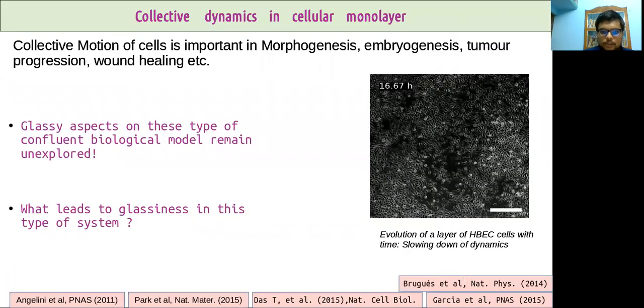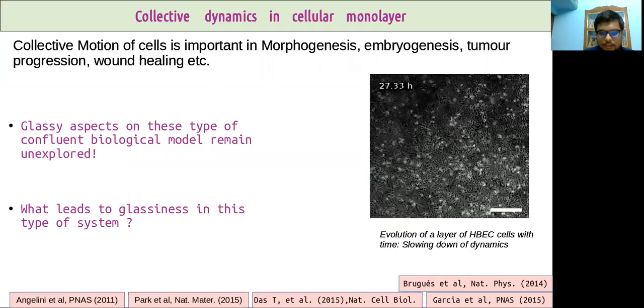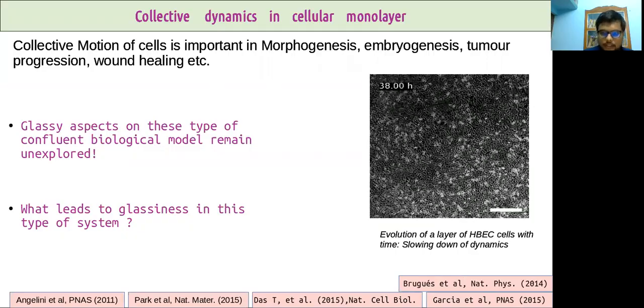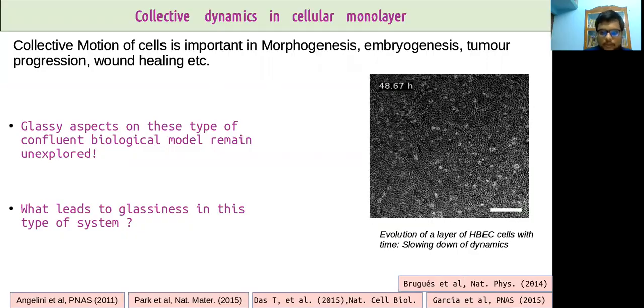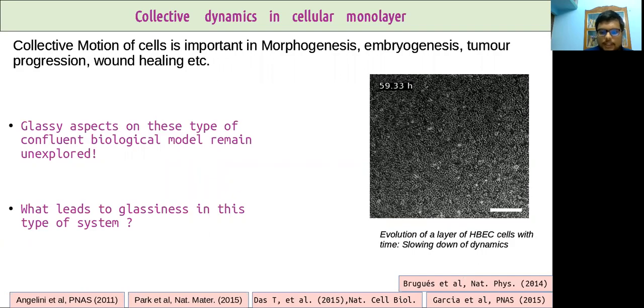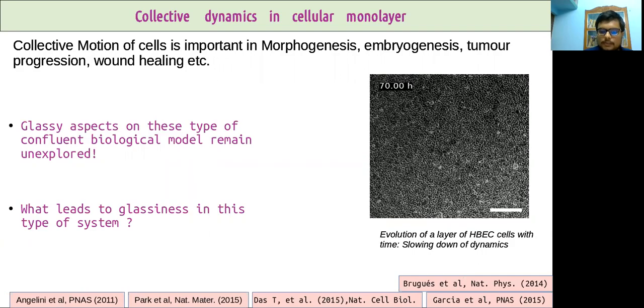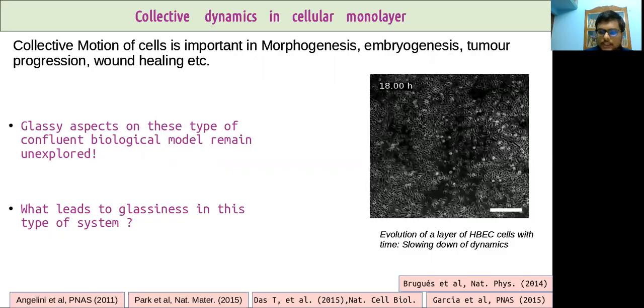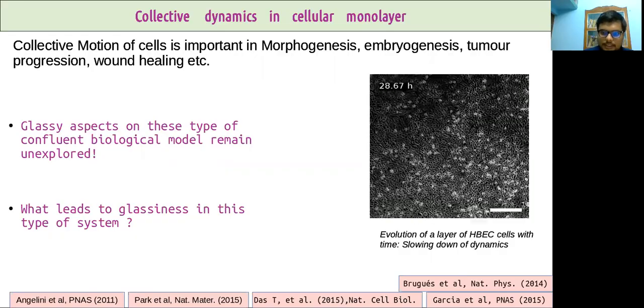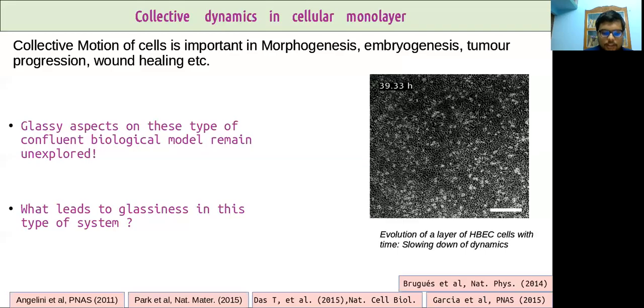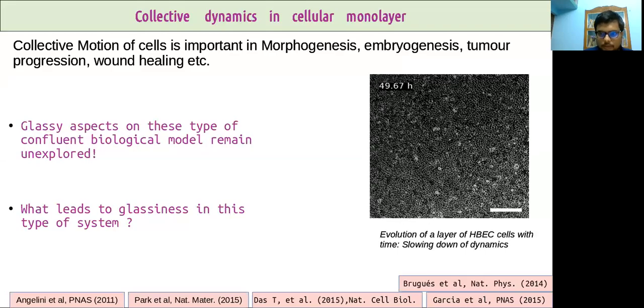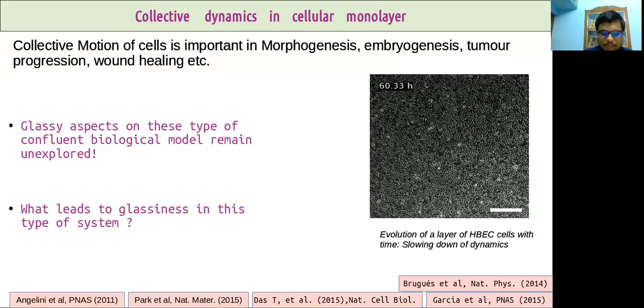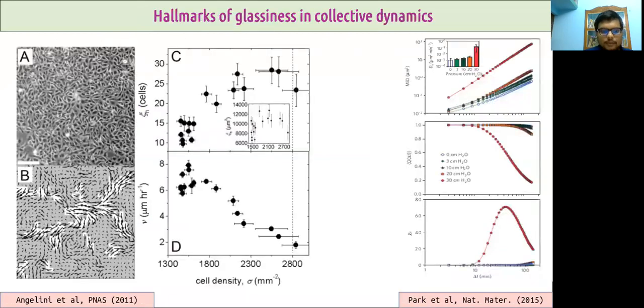So glassy dynamics in a confluent monolayer, where the packing fraction is always equal to unity, is crucial in biological processes like wound healing, bronchial asthma, morphogenesis, etc. And it is different from a particulate system. The system is important from a glassy perspective as it shows unusual glassy behavior, and glassy aspects still remain unexplored in this type of system, and therefore developing a detailed theoretical framework for the glassy dynamics of such a system is an important task.